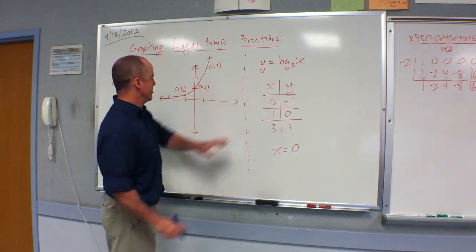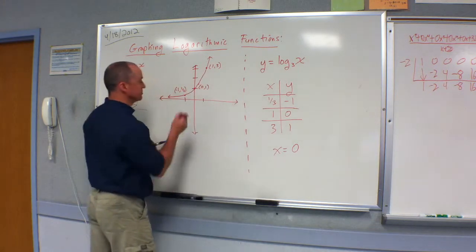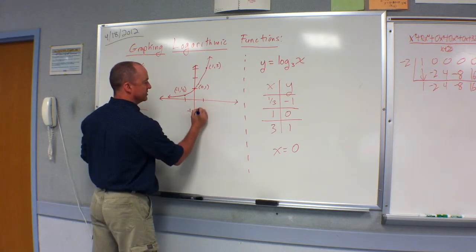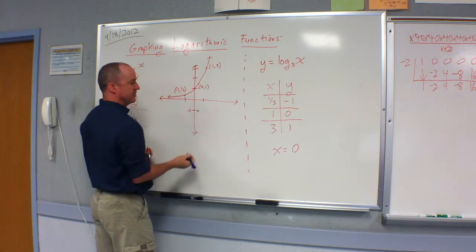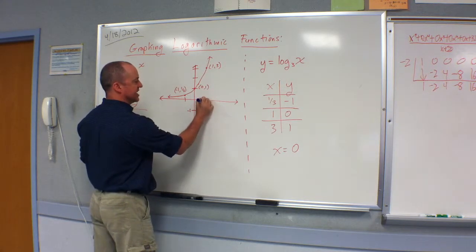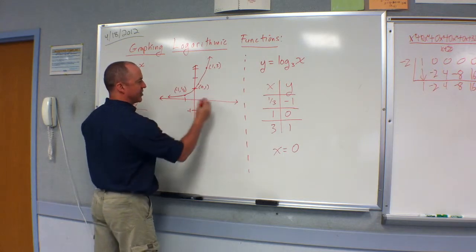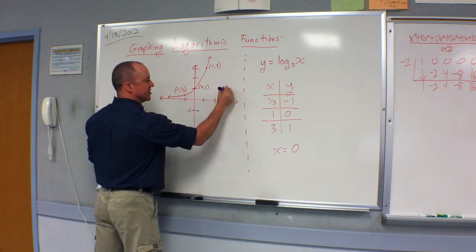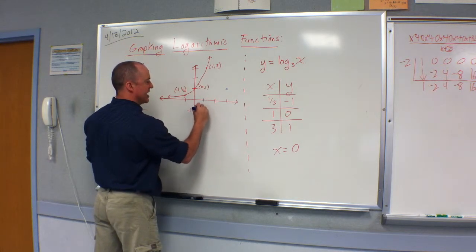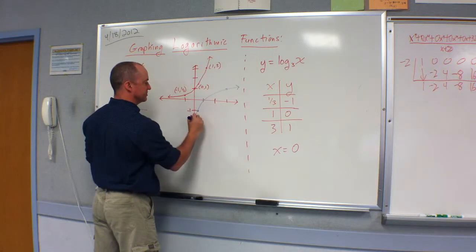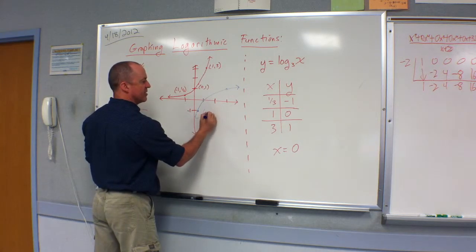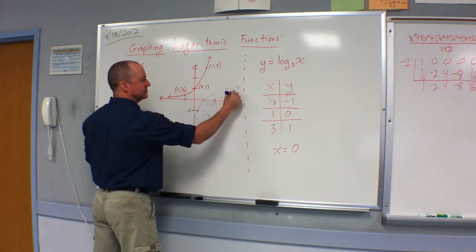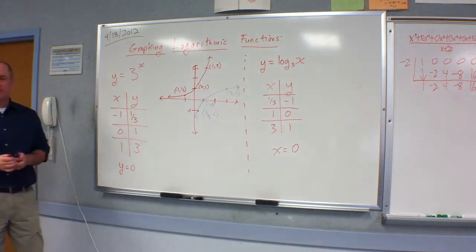Now I'm going to graph these 3 points, and here's my negative 1. 1/3, -1 is about here. 1, 0 is exactly there. And 3, 1 is there. So now these are the points on my logarithmic function. Any question on where I got those?